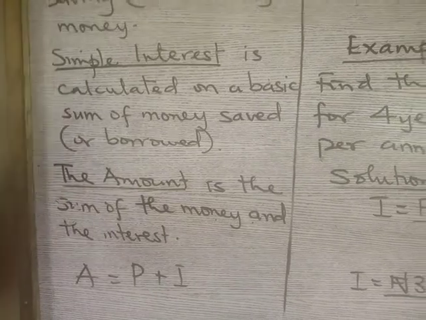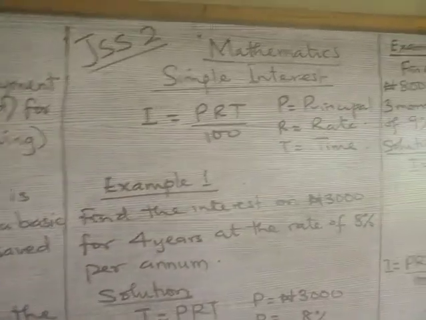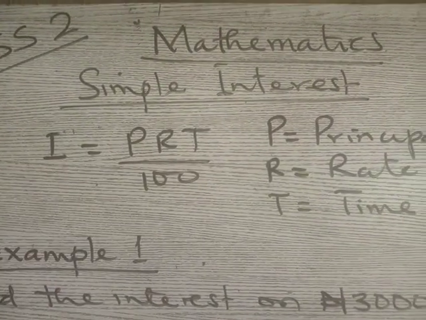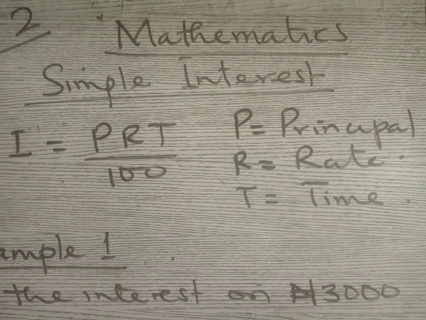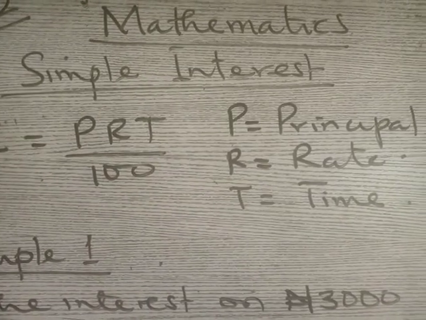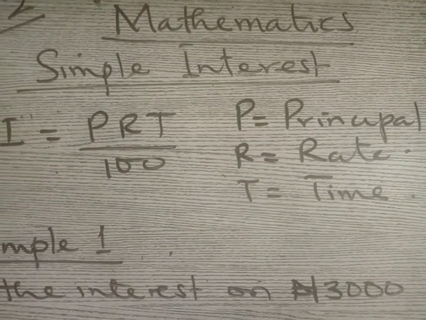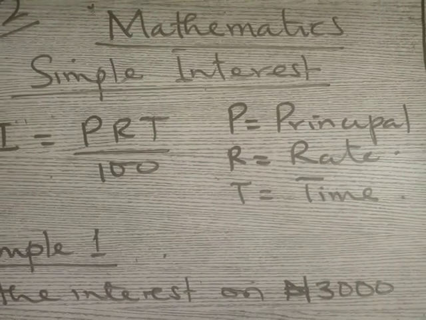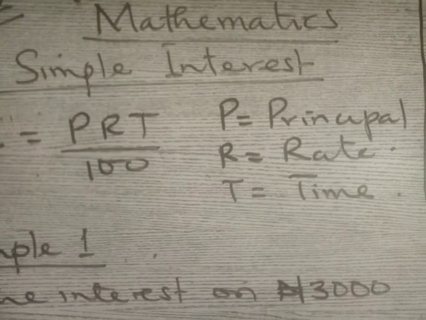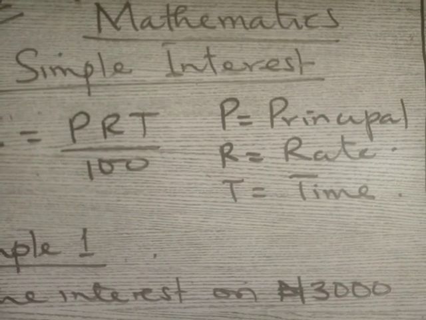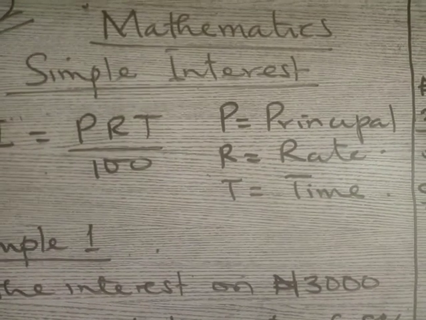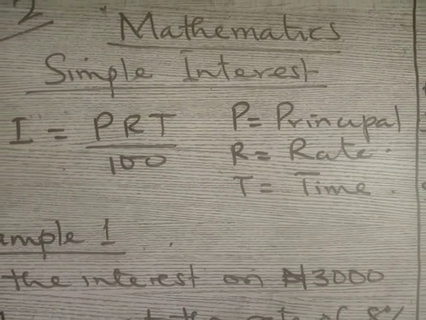Now let's look at what we have there. What do you mean by simple interest? That is interest equals PRT over 100. What is P? That's the principal, the amount you save or you give out. While the rate is the percentage at which you are going to calculate your interest. Then the time is the duration for the money to be saved or to be given out.